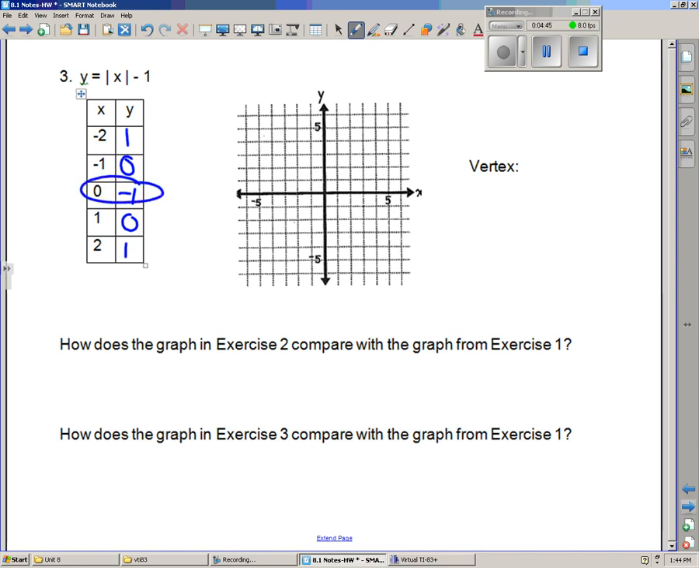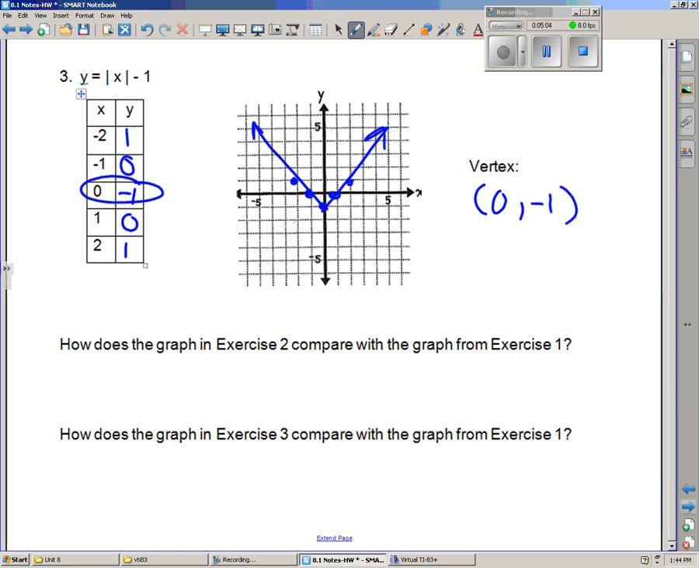Again, we are centered around that center piece, that vertex. So -2 goes up 1. -1 stays at 0. 0 goes down 1. Over 1 stays at 0. Over 2 goes up 1. Again, it's a V, not a U. Your vertex is 0, -1.